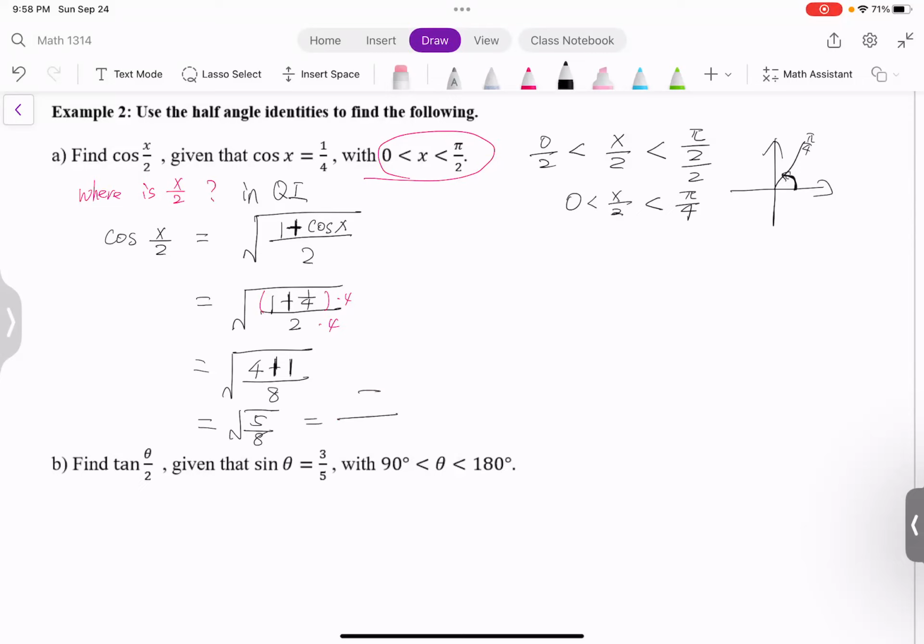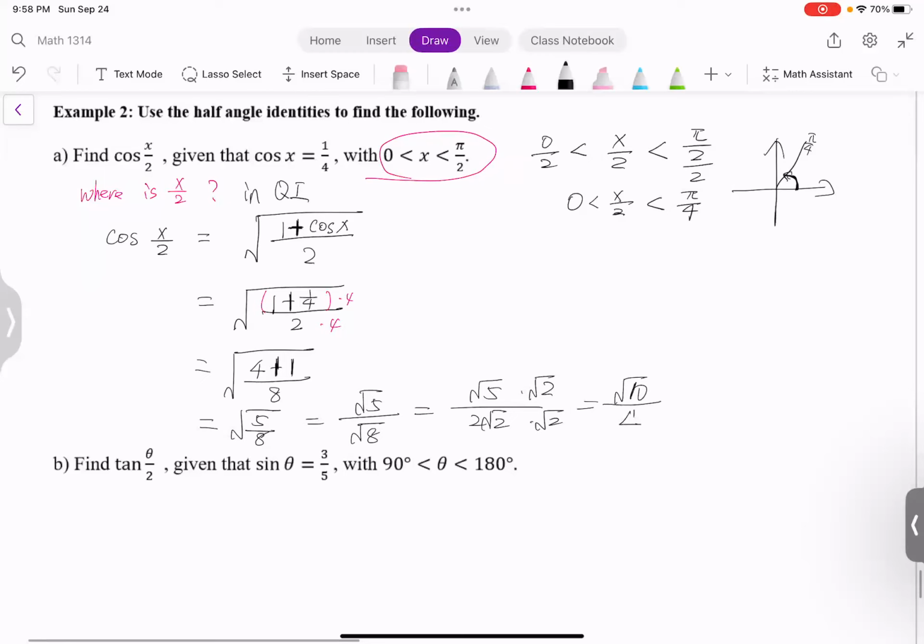Square root to the top, we have square root of 5. Square root of the bottom, we have square root of 8. Then top is square root of 5, bottom is square root of 2. Then multiply the top and bottom by square root of 2. I need to rationalize the fraction. We have square root of 10 over 4. So this is a solution.